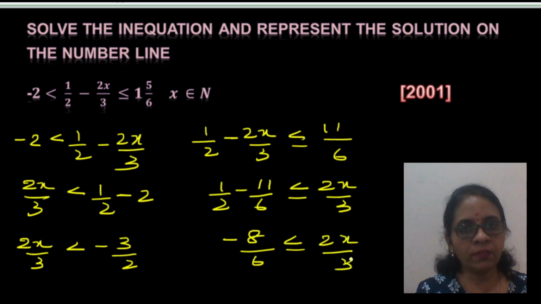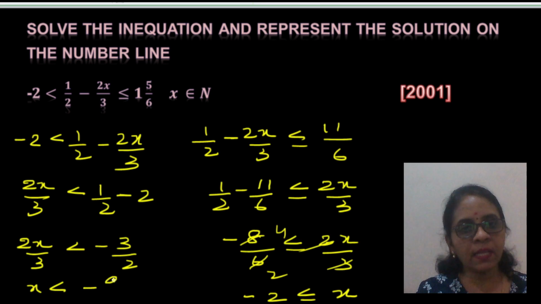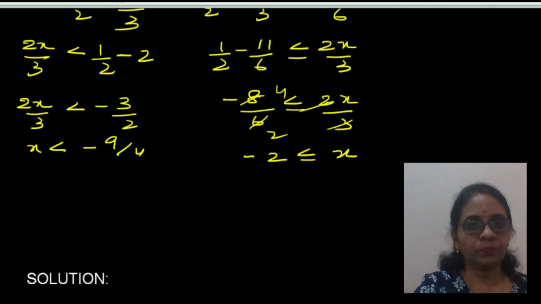So cancelling, 3 ones are 3, 3 twos are 6, 2 ones are 2, 2 fours are 8, and you have minus 4 by 2, which is minus 2, less than or equal to x. Here if we cancel, we have x is less than or equal to minus 9 by 4. Minus 9 by 4 is minus 2 1 by 4. So let's see the solution now.